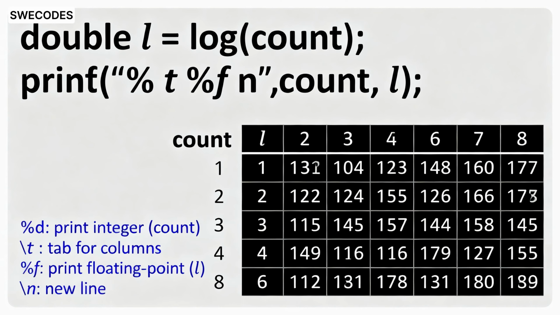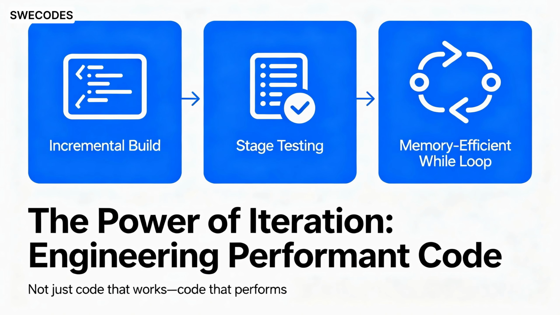And the result? A perfectly formatted, 9-line table of logarithms. We built it incrementally, tested at each stage, and used a memory-efficient while loop. That's the power of iteration. You're not just writing code that works, you're engineering code that performs.